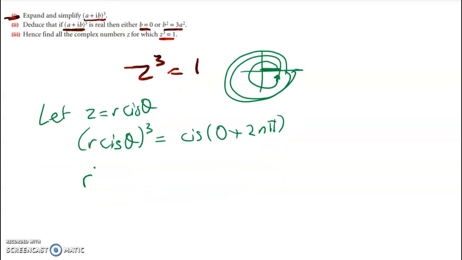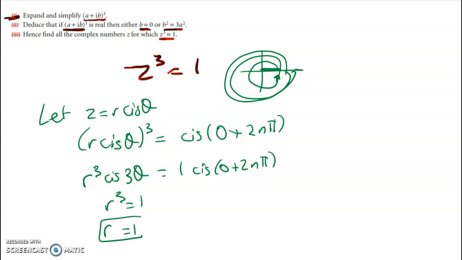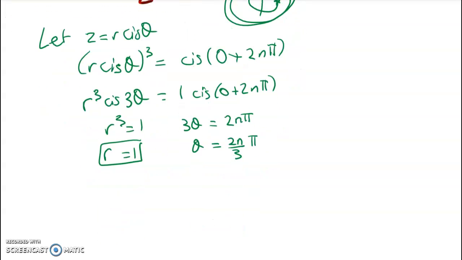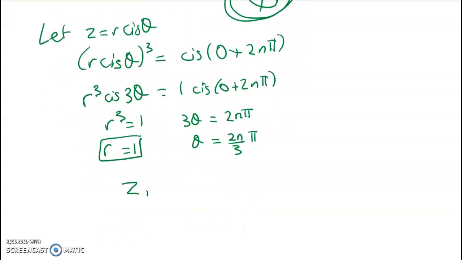By applying de Moivre's theorem, we get r cubed cis 3 theta is equal to 1, I'll put that in, cis 0 plus 2n pi. R cubed is equal to 1, so r is equal to 1, right, because r is real. And then 3 theta is equal to just 0 plus 2n pi. So that generates theta is equal to 2n over 3 pi. And we're going to get 3 roots, so z1 is when n is equal to 0.